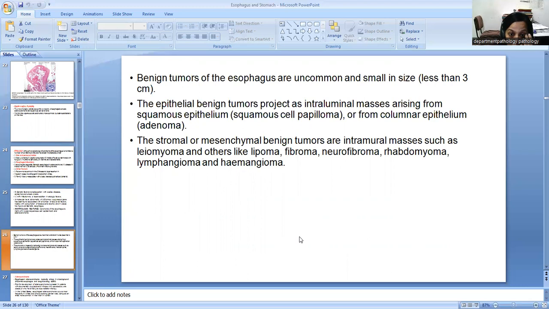The epithelial benign tumors project as intraluminal masses arising from squamous epithelium or from columnar epithelium, such as adenoma. The stromal or mesenchymal benign tumors are intramural masses such as leiomyoma, and others like lipoma, fibroma, neurofibroma, rhabdomyoma, lymphangioma, and hemangioma.